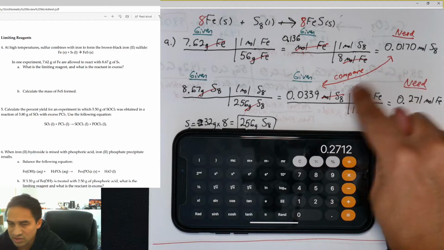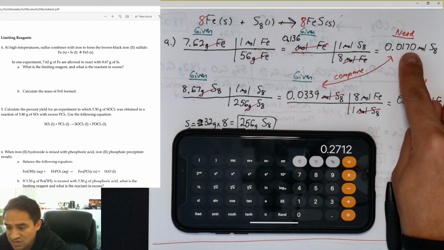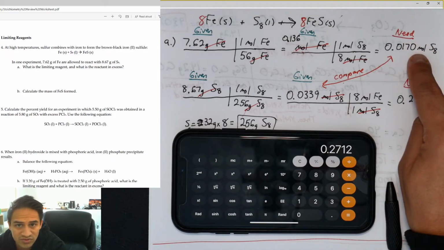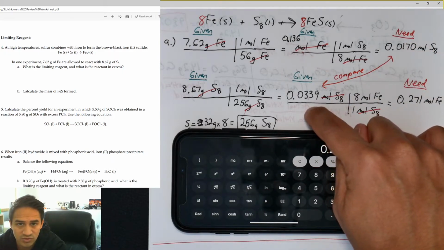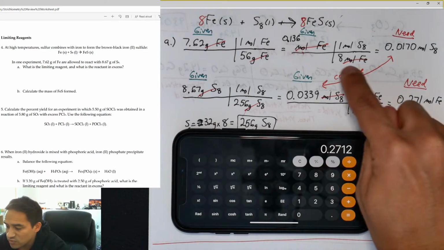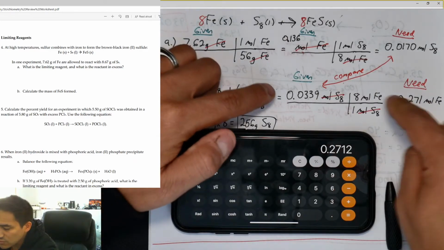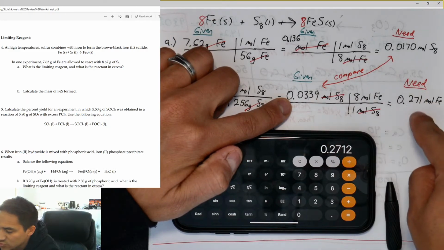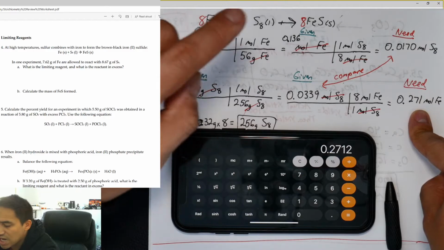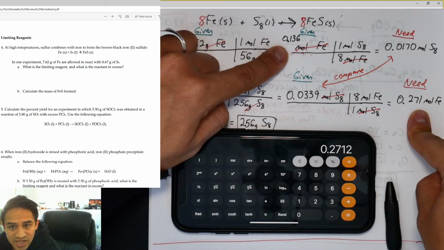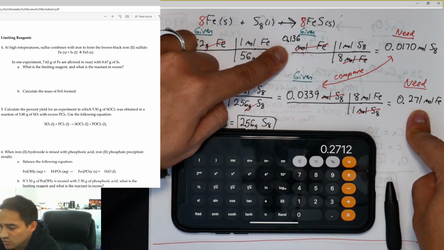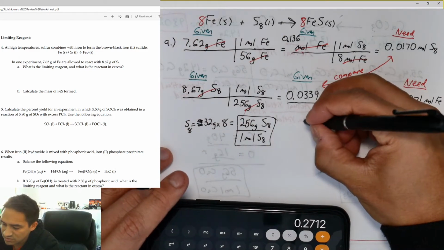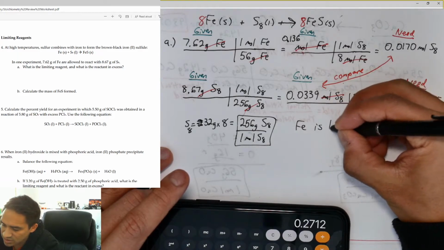Okay, if the decimals are confusing you, think of it as 170 versus 339, right? I need 170 moles of sulfur, and I have 339 moles. I have plenty. If we look at the other way around, if I need this much iron to react with all the sulfur, okay, so 0.271, and I'm only being given 0.136, I do not have enough, which means that iron is going to be the limiting reactant.